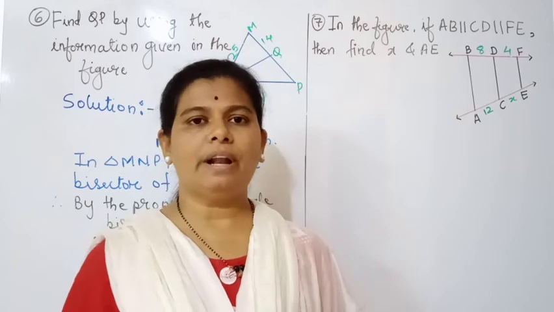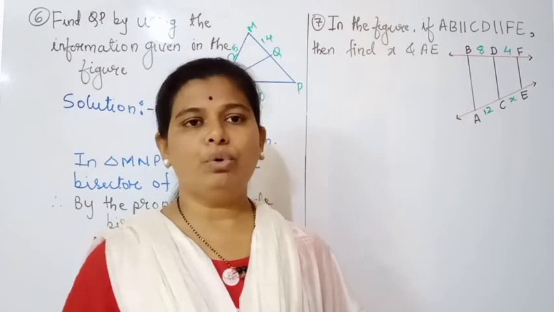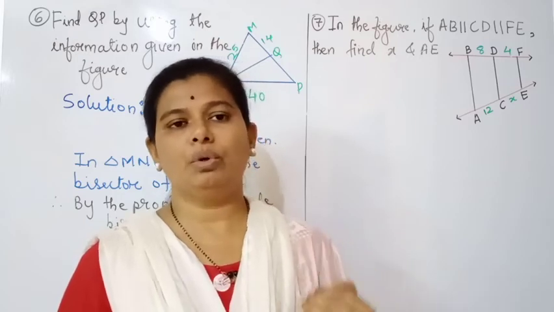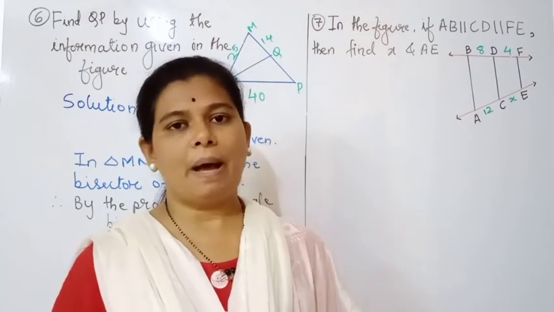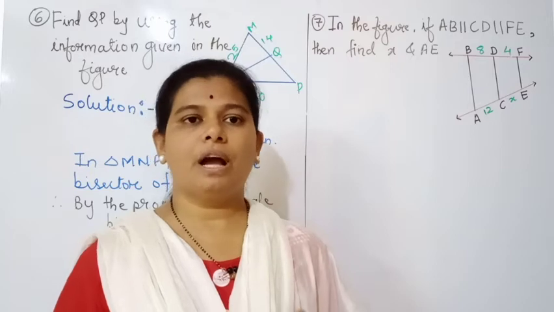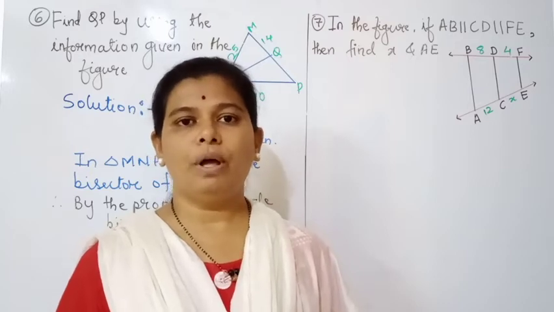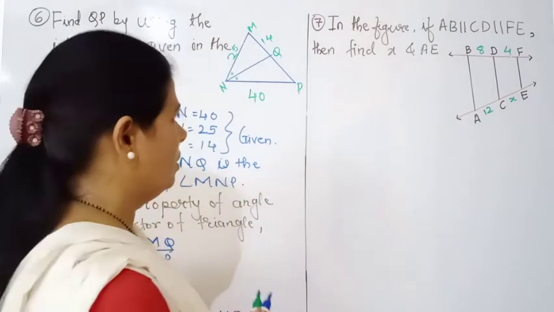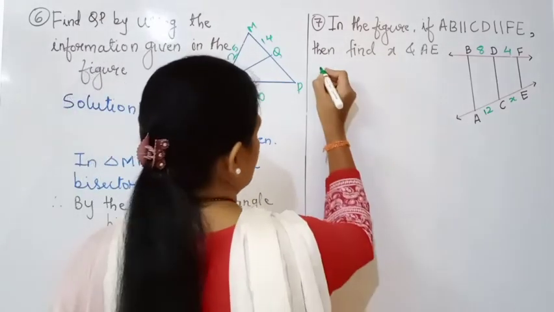By observing the diagram we can identify which theorem we have to use here. So 3 parallel lines are there, which means we are going to use the theorem of three parallel lines and their transversal. Okay, so we'll go through the example now.